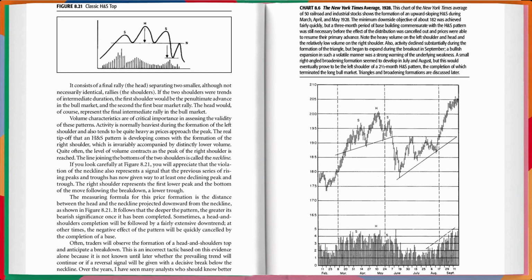If you look carefully at Figure 8.21, you will appreciate that the violation of the neckline also represents a signal that the previous series of rising peaks and troughs has now given way to at least one declining peak and trough. The right shoulder represents the first lower peak and the bottom of the move following the breakdown, a lower trough. The measuring formula for this price formation is the distance between the head and the neckline projected downward from the neckline, as shown in Figure 8.21.